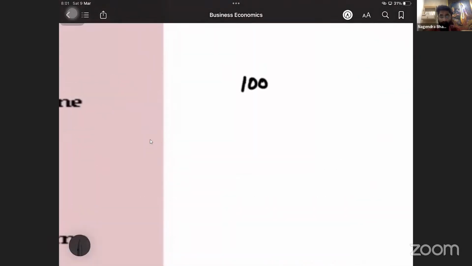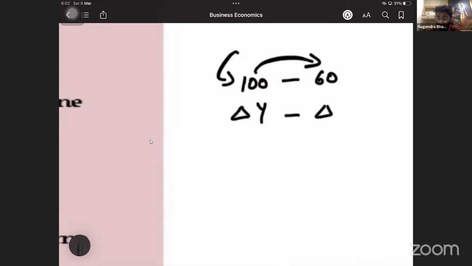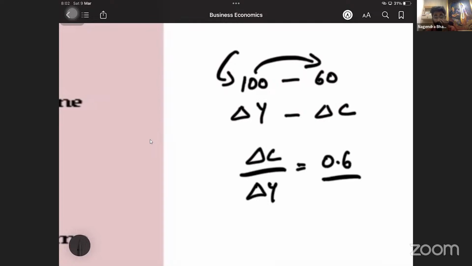Out of 100 rupees, my increase in income is 100 rupees. Increase in income, that means delta Y is 100. I spent extra 60 rupees. Out of this 100, I spent 60. That means delta C is 60. Delta C divided by delta Y is equal to 0.6, nothing but 60 divided by 100. Out of 100, I spent 60. That means what should be the other 40? That should be my savings, no? It has to be my savings.